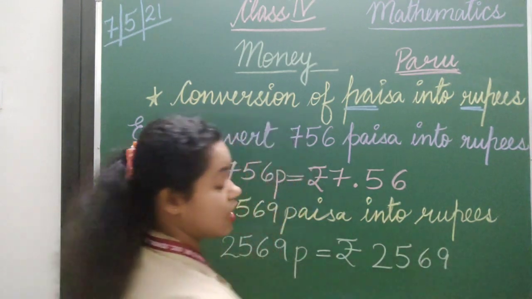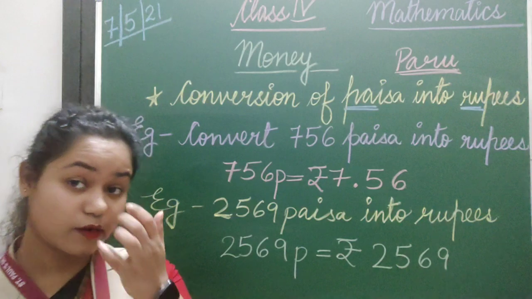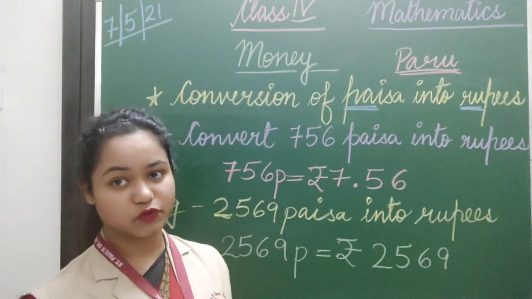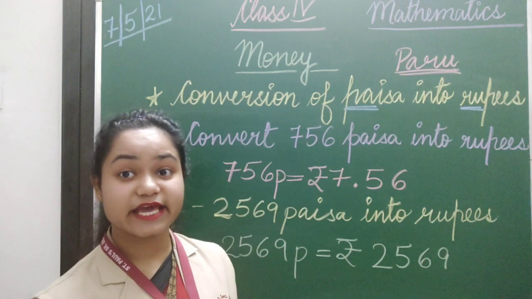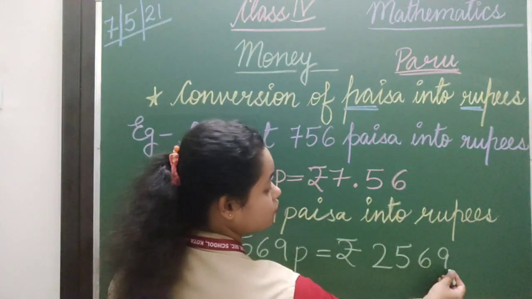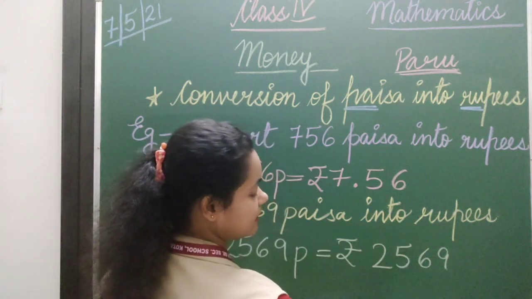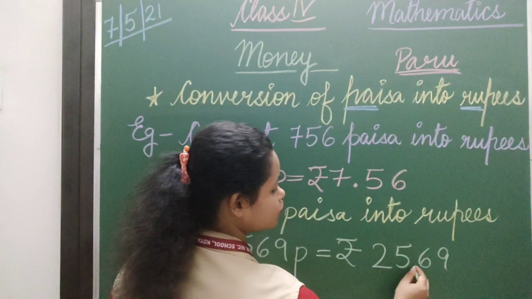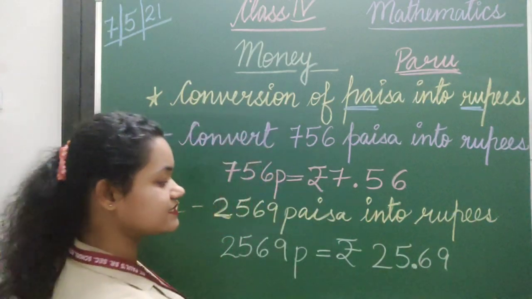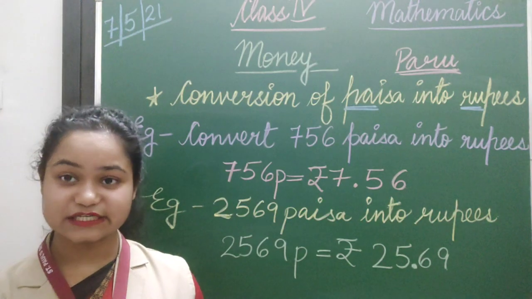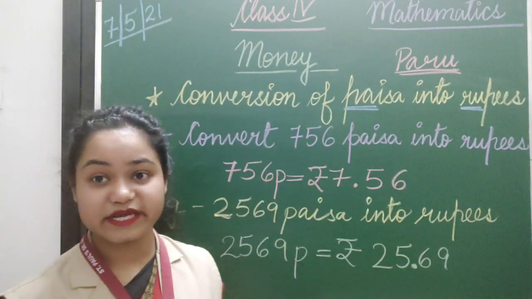2569. Now what does Paru do? What does Paru do, my dear students? She gives points to her friend, isn't it? She gives a point. Now from where? From the right hand side you need to count, leave 2 digits and then put a point. So 1 and 2. So 25.69 rupees is your answer. Understood? Copy this down, please.